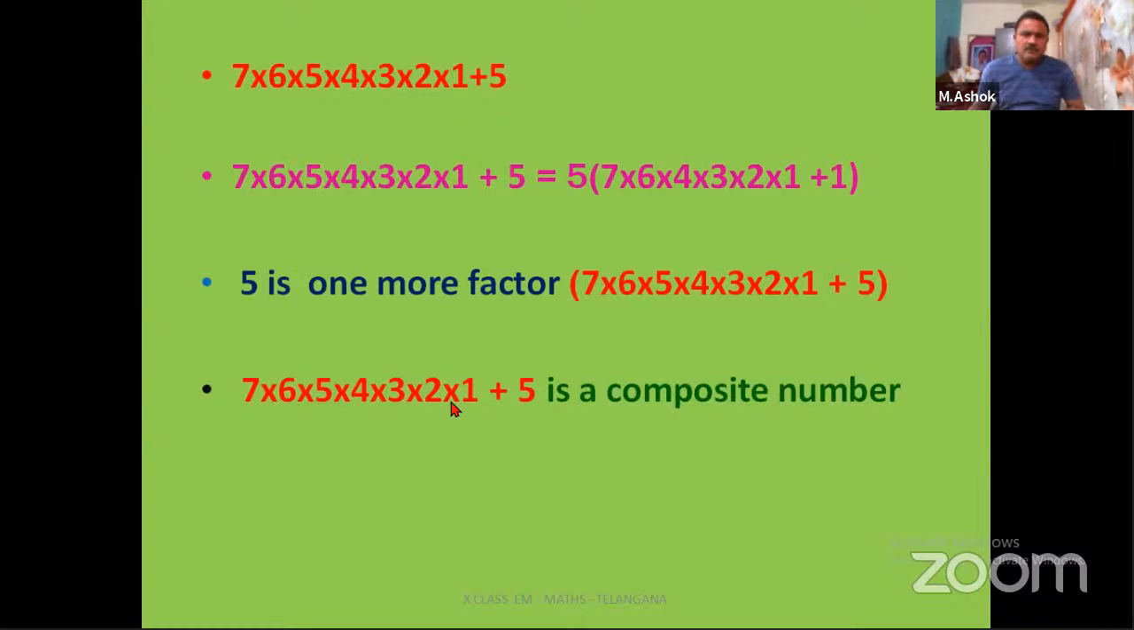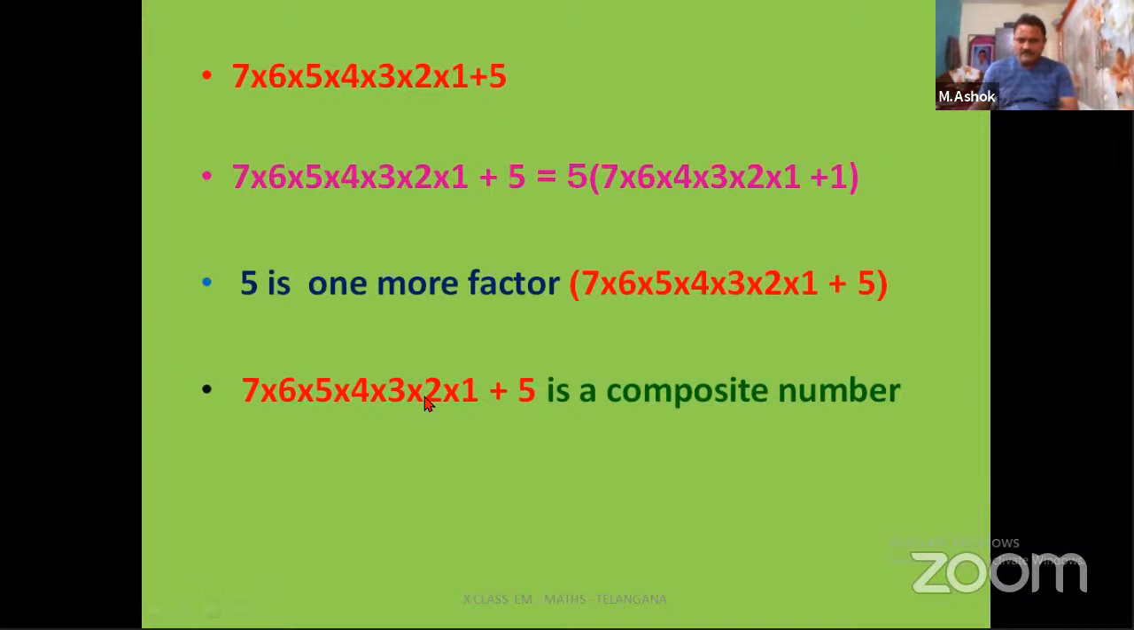We know every number has 2 factors except 1, that is 1 and itself. So if a number contains more than 2 factors, that is called a composite number. Here we are taking 5 common out. So 5 is one more factor, means 1, itself and 5 are factors. So this number contains more than 2 factors. So clearly it is a composite number. This question comes in the examination. Basing on this, you may create a few new sums.